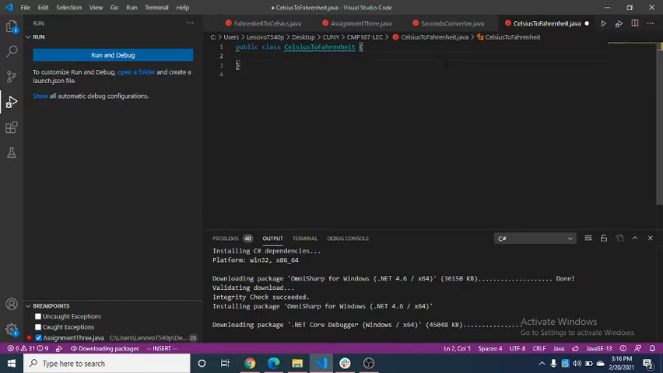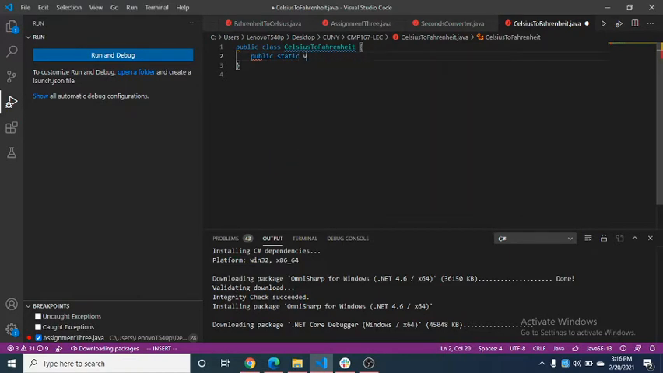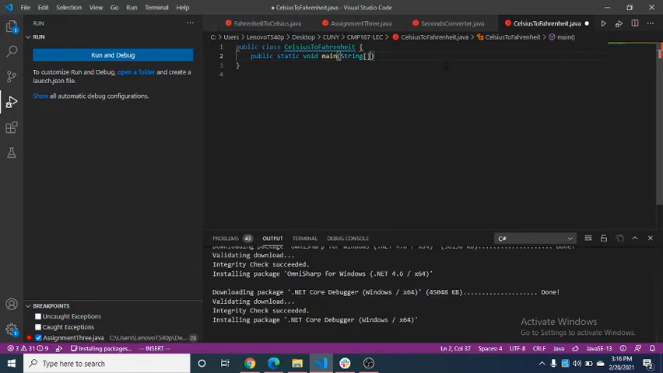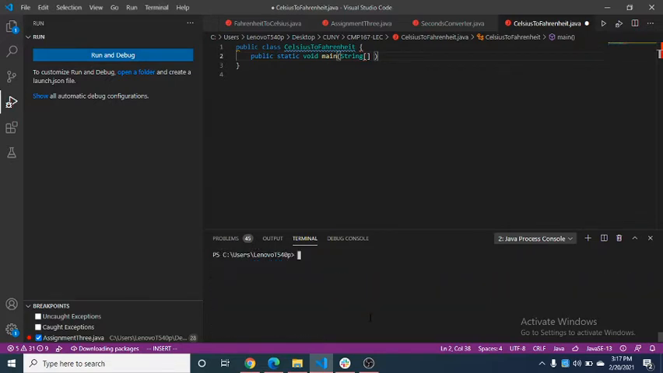All right. public static void main string args. Pay no attention to what's going on here. I don't know why it says that, but okay. Alright. Okay, so I got my main class.